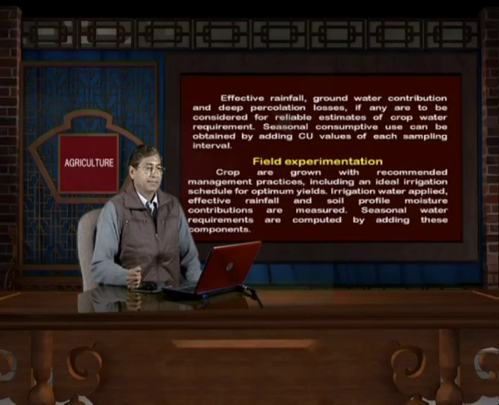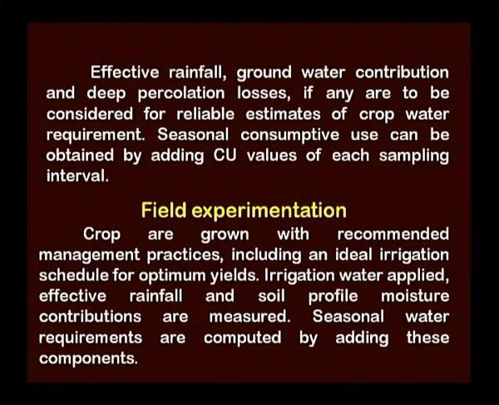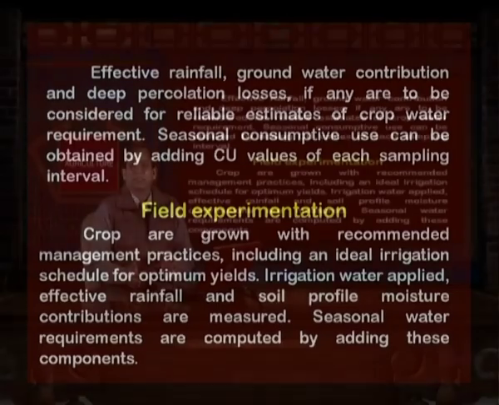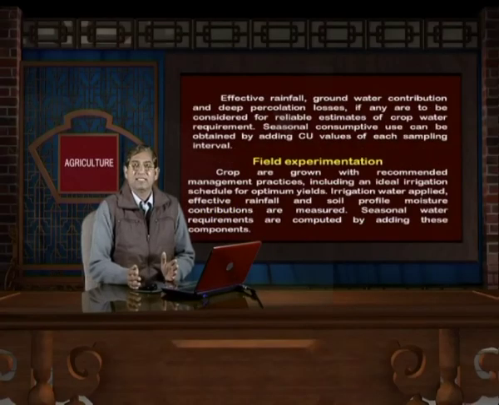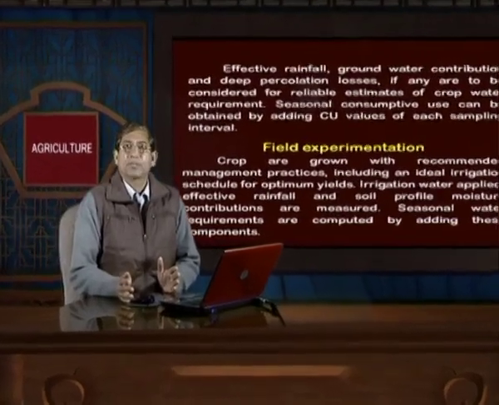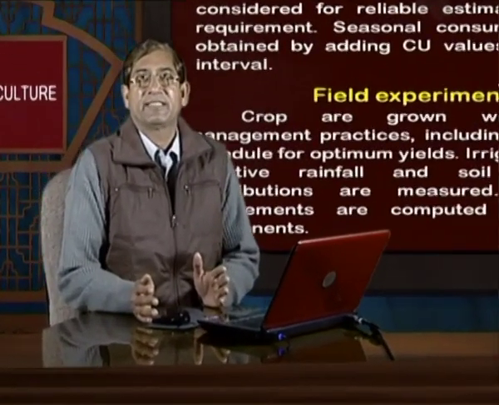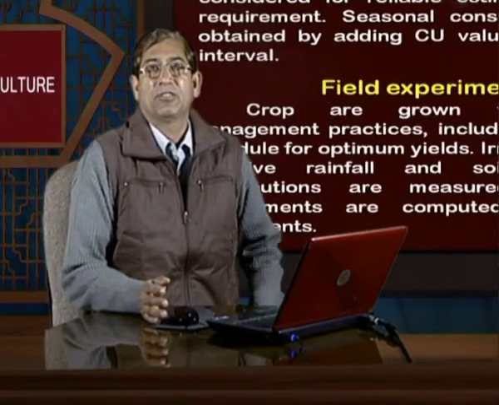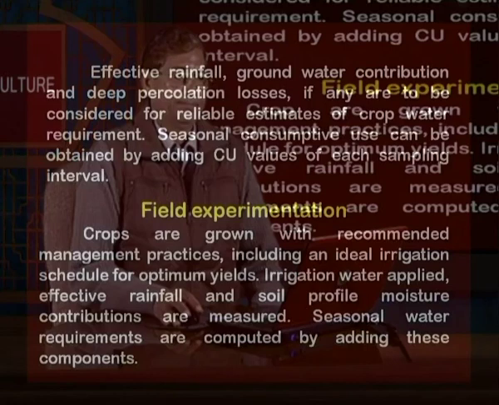Effective rainfall, groundwater contribution and deep percolation losses, if any, are to be considered for reliable estimates of crop water requirement. Seasonal consumptive use can be obtained by adding consumptive use values of each sampling interval. In this way, the consumptive use of each seasonal value, effective rainfall, plus deep percolation losses, all these factors are taken into consideration for determination of water requirement of the crop.